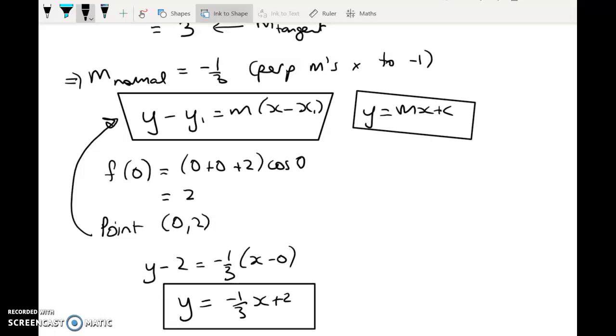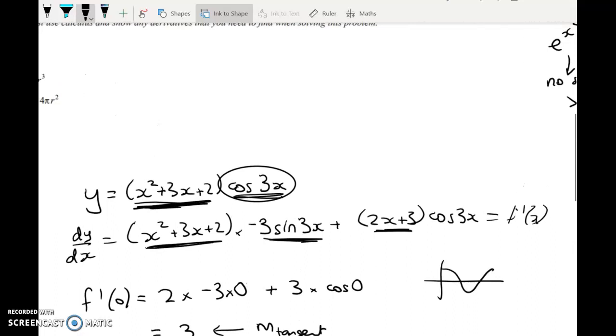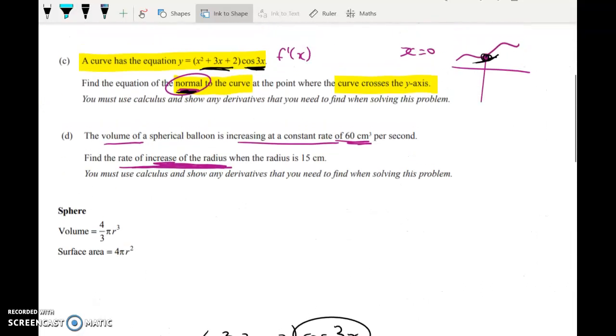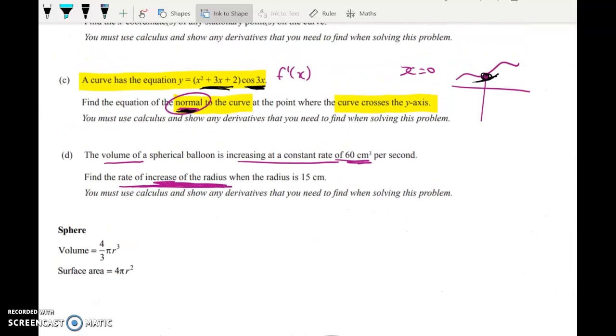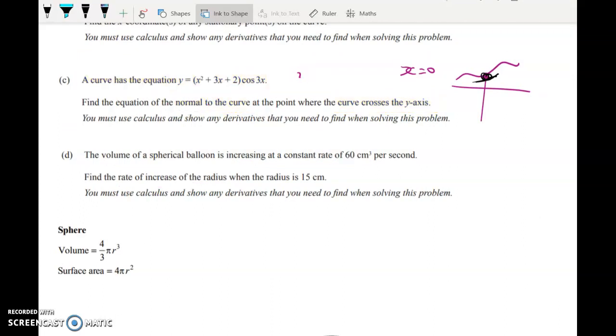So that question's slightly different from things I've seen before. I quite like it. I think it links up lots of different little skills. But once you see what you've got to do, the actual calculus, the differentiation, is not bad at all. And then the last one is, as I said, a little related rates question. We just have to be careful to read carefully what rates we've been given and what we're trying to find.